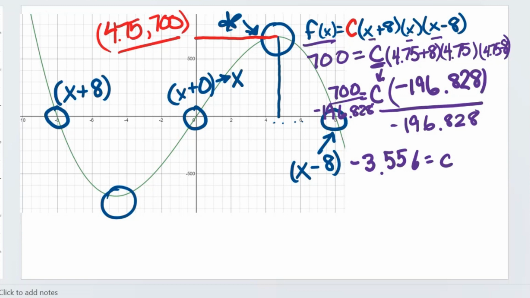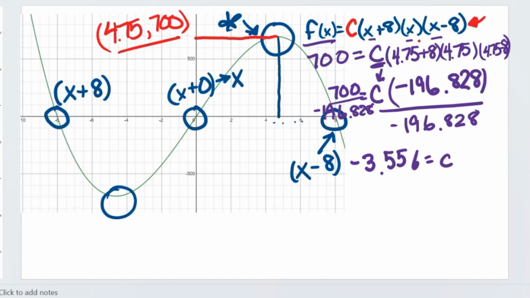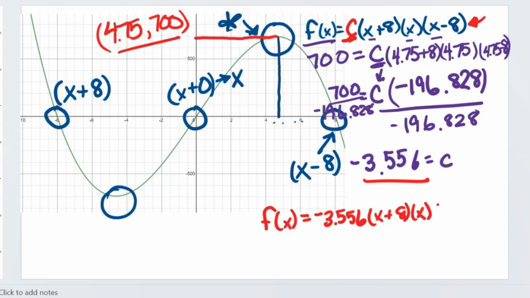And for the very last step, now I'm just going to go back to this original equation that I had. And where I see C, I'm going to put in this value that we've actually calculated. So f of x equals negative 3.556 times x plus 8 times x times x minus 8. And that is how we find our equation.